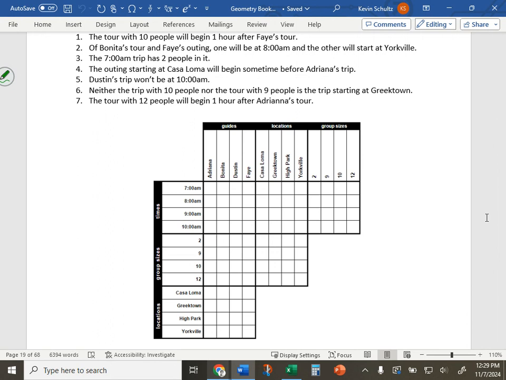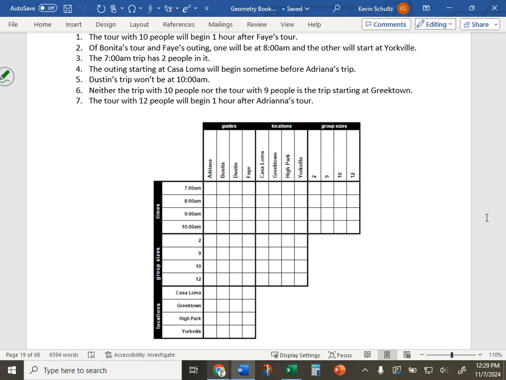Basically we have one tour being led by Adriana, Bonita, Dustin, and Faye. The locations for the tours are Casa Loma, Greektown, High Park, and Yorkville. The group sizes are 2, 9, 10, and 12, and the times that the tours leave are 7, 8, 9, and 10. Your job is to figure out which tour left at which time, how big it was, and where they went. That's what we're doing here.